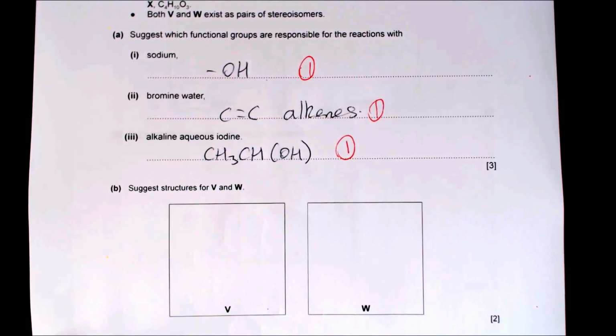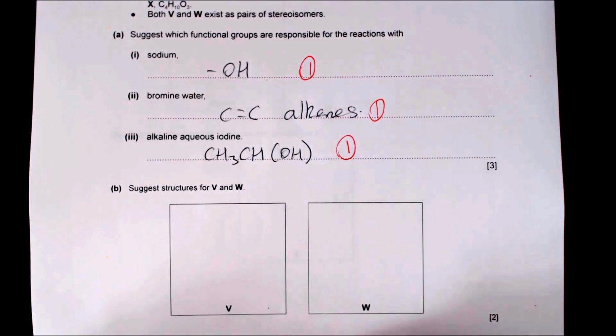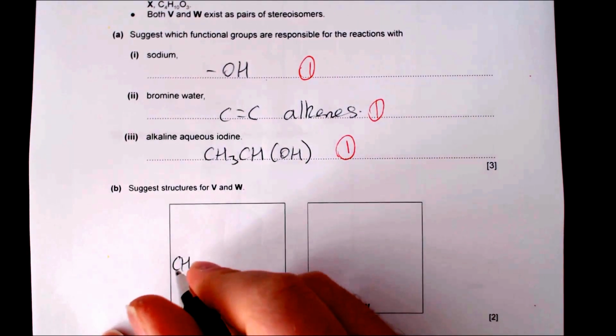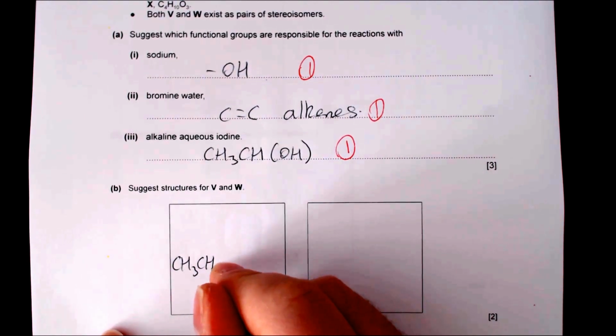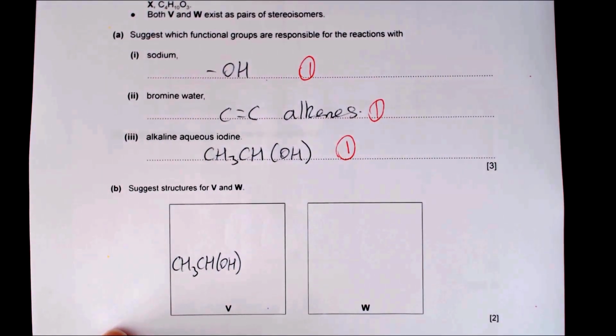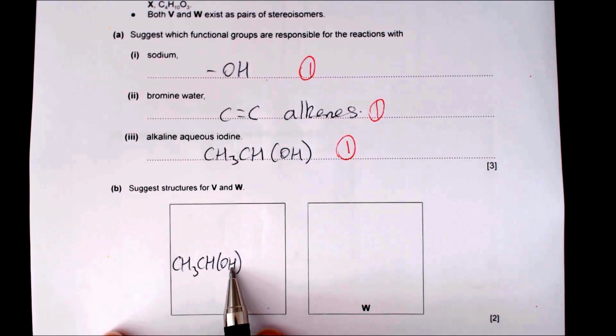Right. So we know that V had to be the secondary alcohol. It has the CH3CHOH bit in there. So let's start with that bit first, I suppose. CH3CHOH. So we must have that bit in there. And then obviously we've just got to fill in the rest. This molecule has 4 carbons and it had 8 hydrogens in total. So we've got 5 hydrogens there.